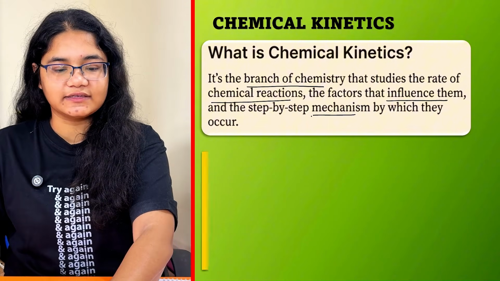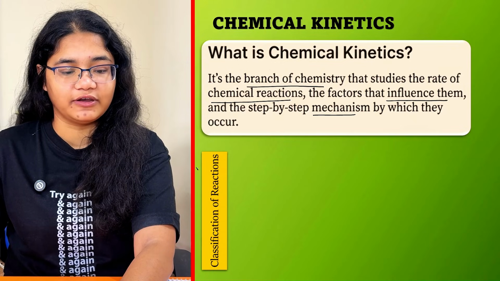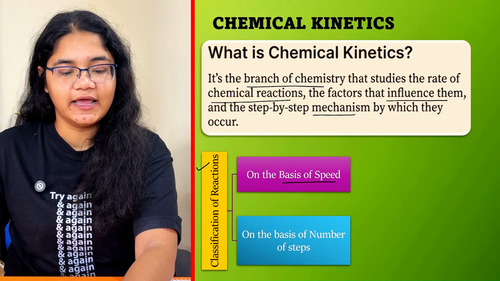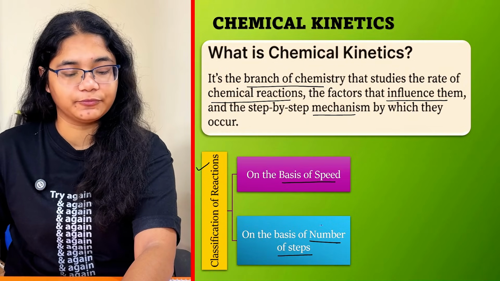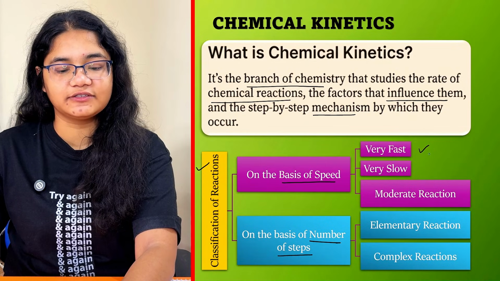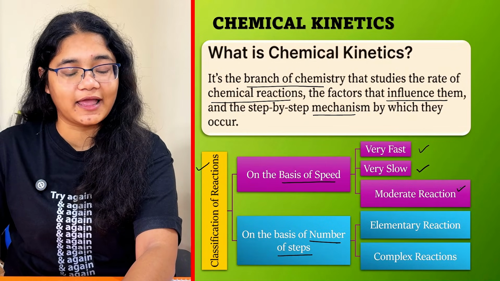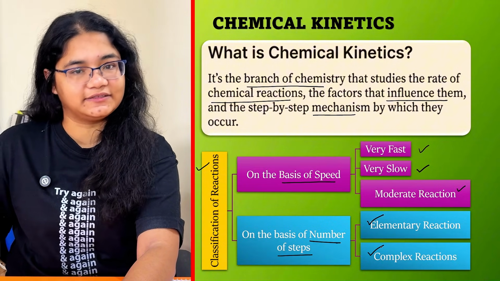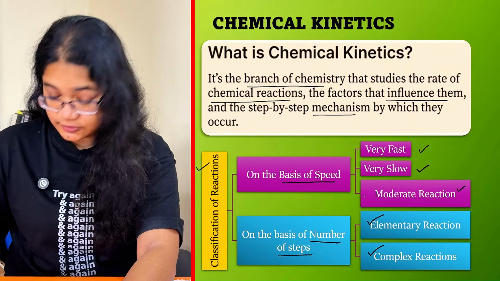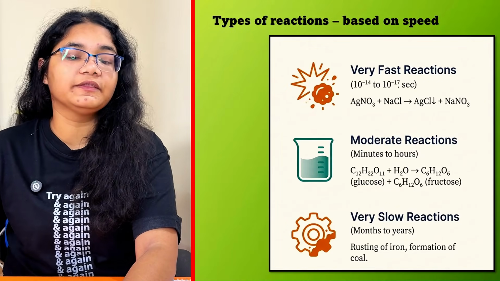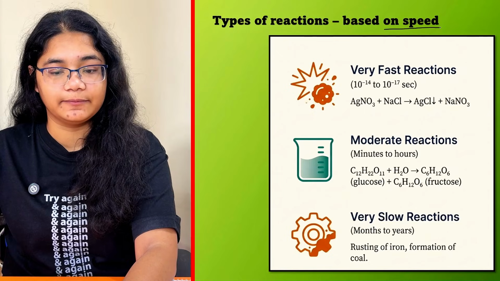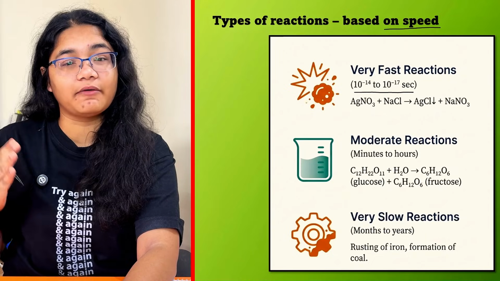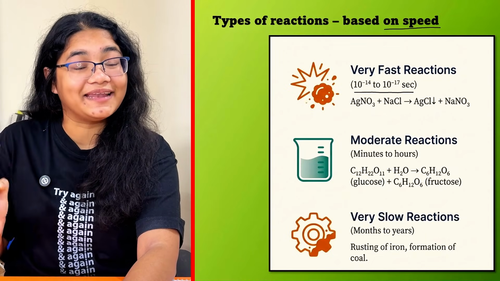Now we will discuss the classification of reactions. We can classify on the basis of two parameters: one is on the basis of speed and the other on the basis of number of steps. On the basis of speed we have very fast reactions, very slow reactions, and moderate reactions, and on the basis of number of steps we have elementary reactions and complex reactions. Let us first see the type of reactions on the basis of speed. Very fast reactions means those reactions which can be completed within 10 to the power of minus 14 to 10 to the power of minus 17 seconds.